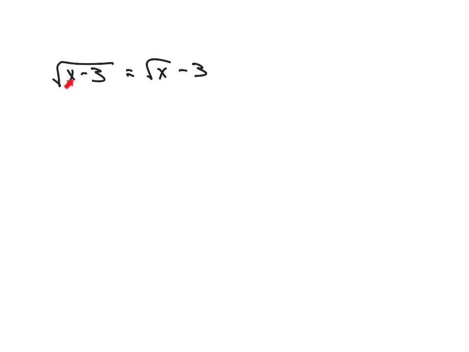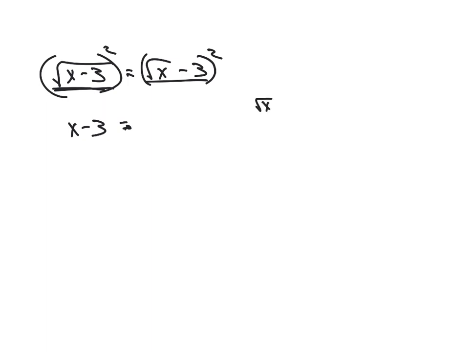Now, look, this x minus 3 and x minus 3 are here, but this has a radical over the whole thing. This only has it over the x. So I'm going to square both sides. This one's easy because I get x minus 3. This one I have to use the FOIL method. So when I do that, let's go ahead and do that over here. I want you to see what happens.